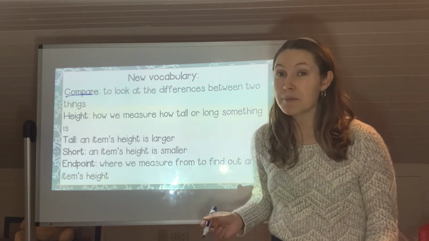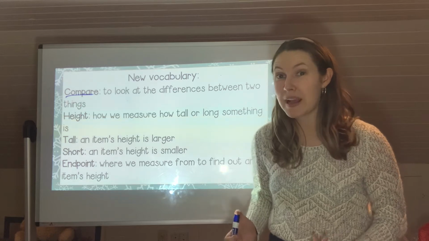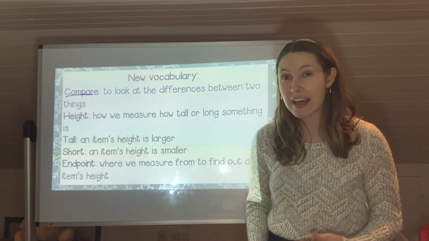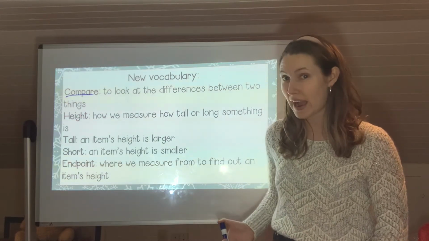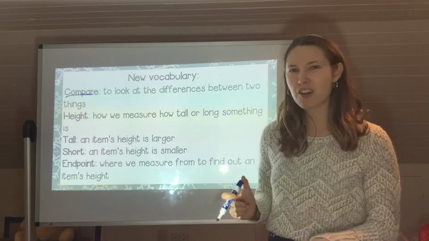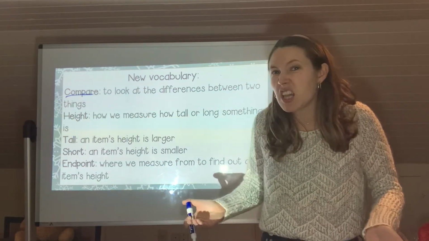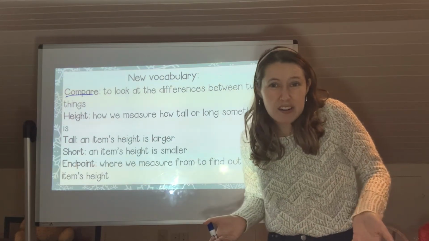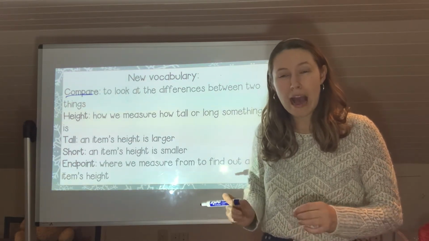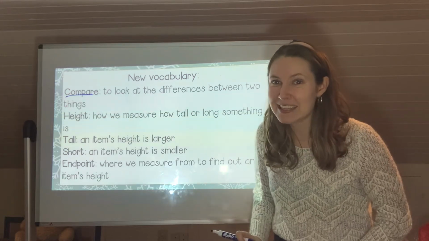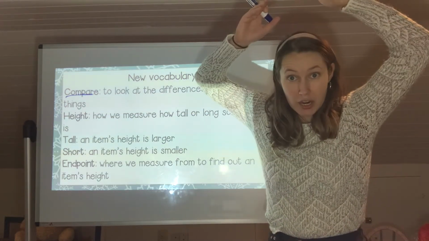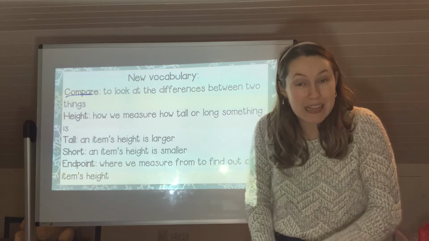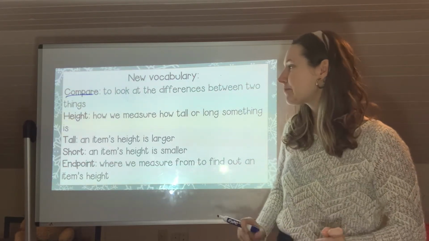Remember, part of our objective was comparing things by size. So we're going to look at the differences between two items, but we might not be looking for how they're different by their color or by what they are. We really want to think about how are they different in size? Which one is taller and which one is shorter? That's really what we're going to be looking at today.